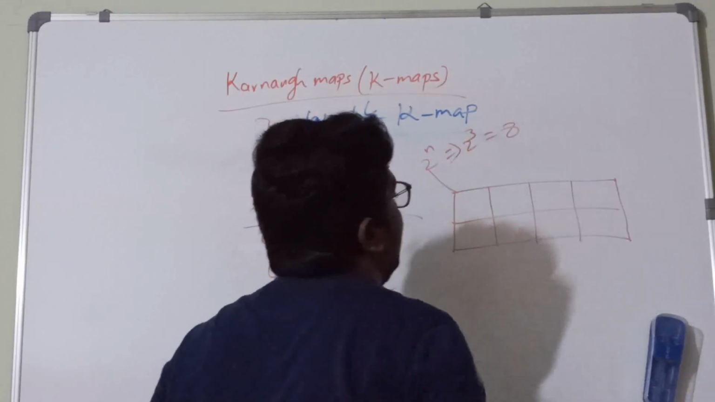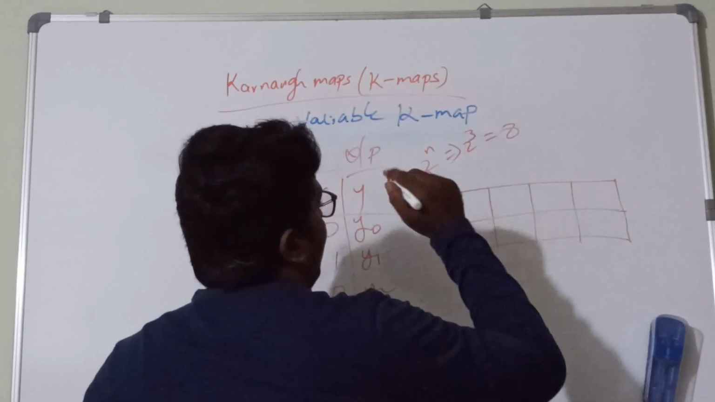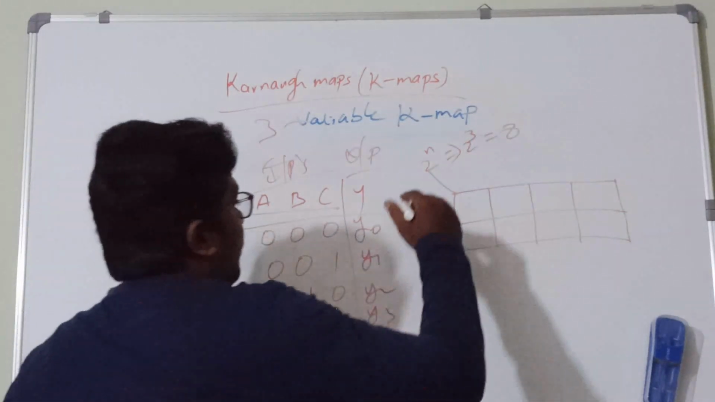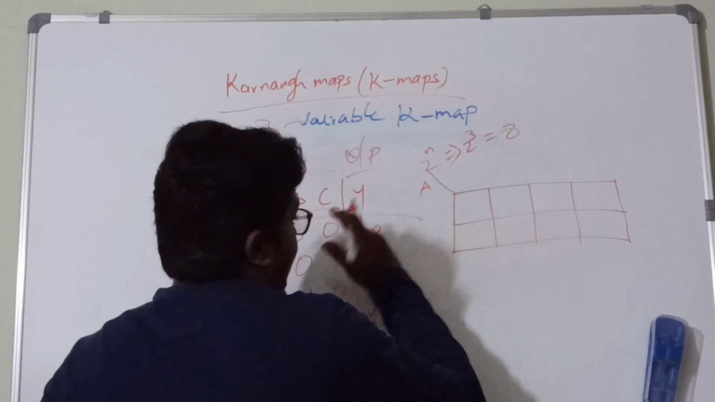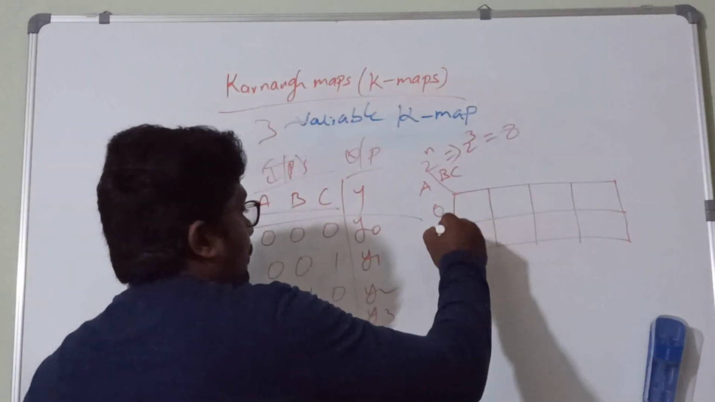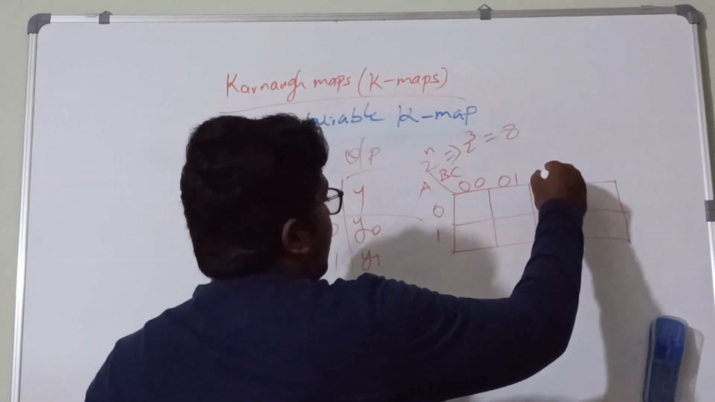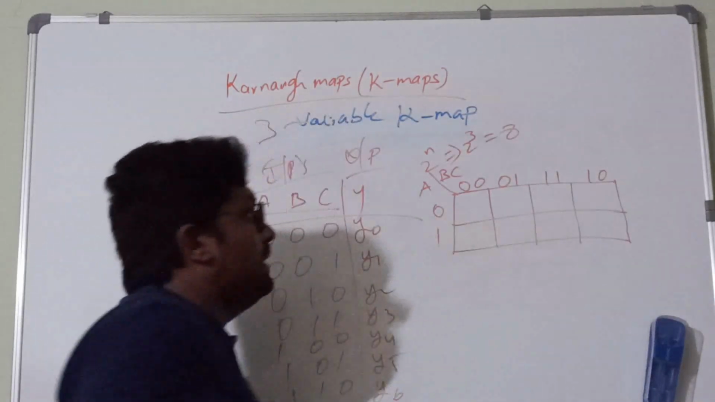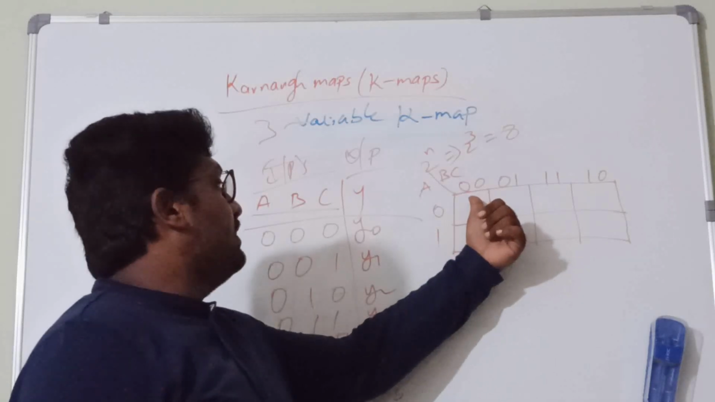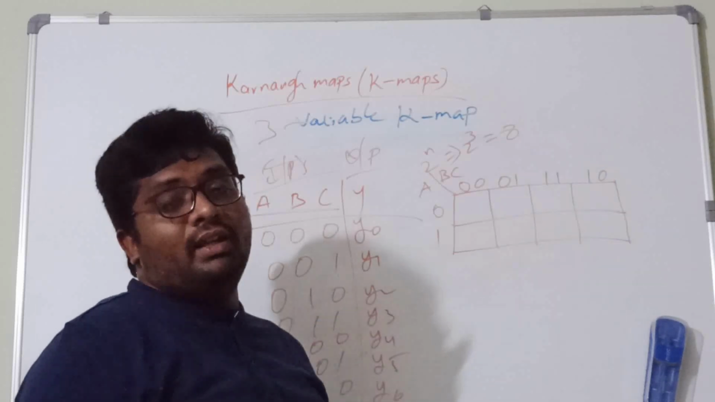So here I am having 8 squares, 1, 2, 3, 4, 5, 6, 7, 8, and here I am having 3 inputs, right? So I am representing the inputs as A on this side and BC on this side. The values for the variables A are 0, 1, and for BC they are 0 0, 0 1, 1 1 and 1 0. And why not 1 0 here and 1 1 here?